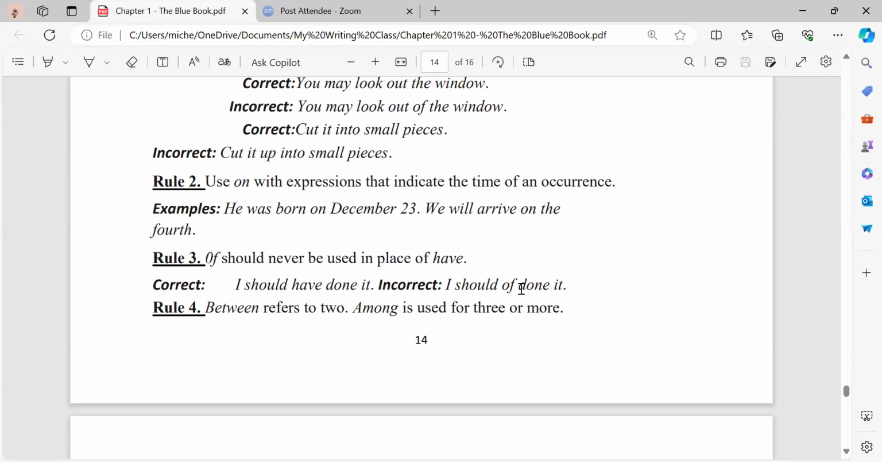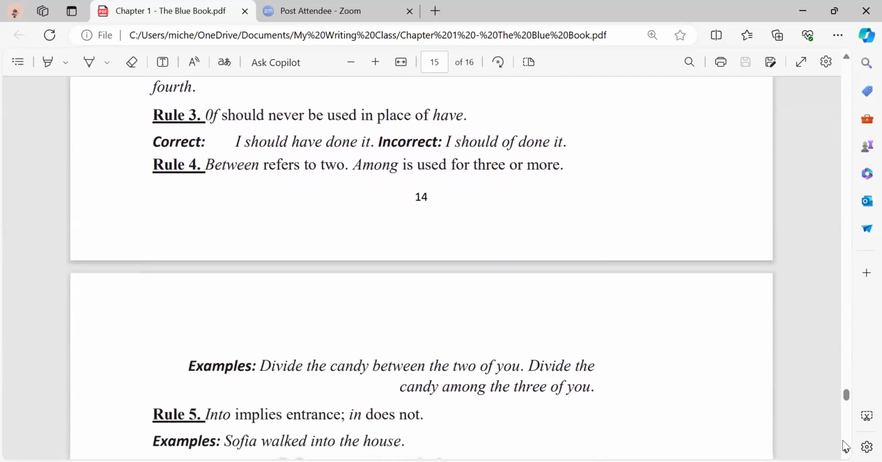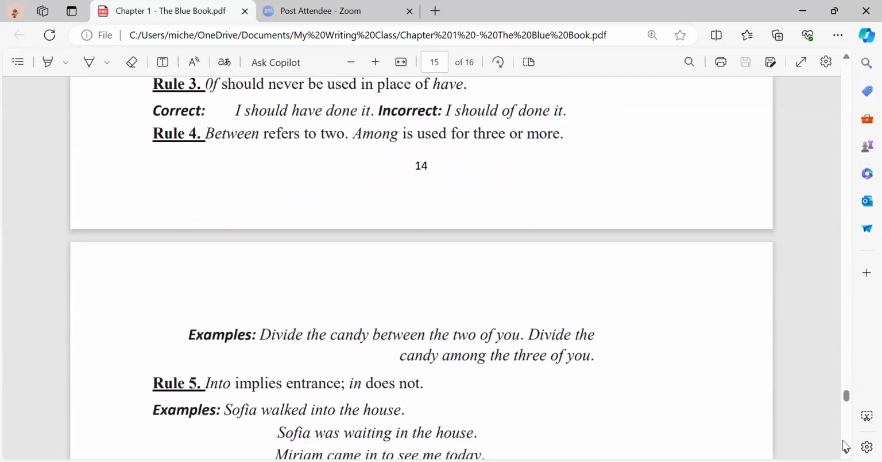And now we have rule number three: "of" should never be used in place of "have". "I should of done it" isn't correct. It sounds weird. Usually we use "have", and usually there's a tense right there. I should have done it. Or you can sometimes say "should've", adding an apostrophe and then VE. So, I should have done it. That's the conversational type of writing.